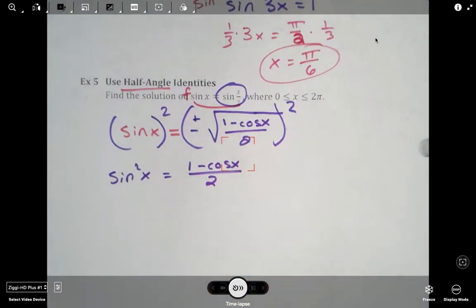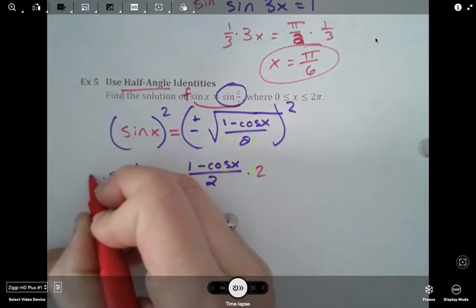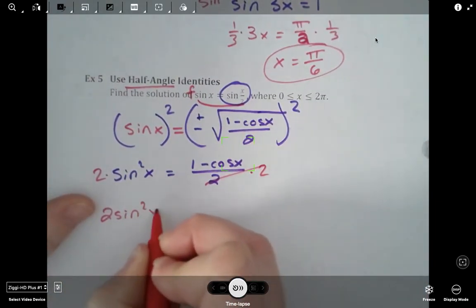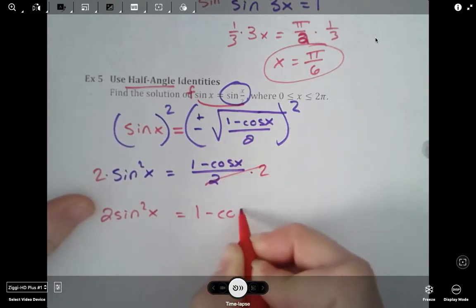Okay, now what? We're going to use a Pythagorean identity here in just a minute. Here's the problem: we have sines and we have cosines, right? And I want to switch everything to the same trig function. So let's do something first. Let's multiply the 2 over to the other side. It doesn't matter what order you do this in. So we've got 2 sine squared x equals 1 minus cosine x, okay?